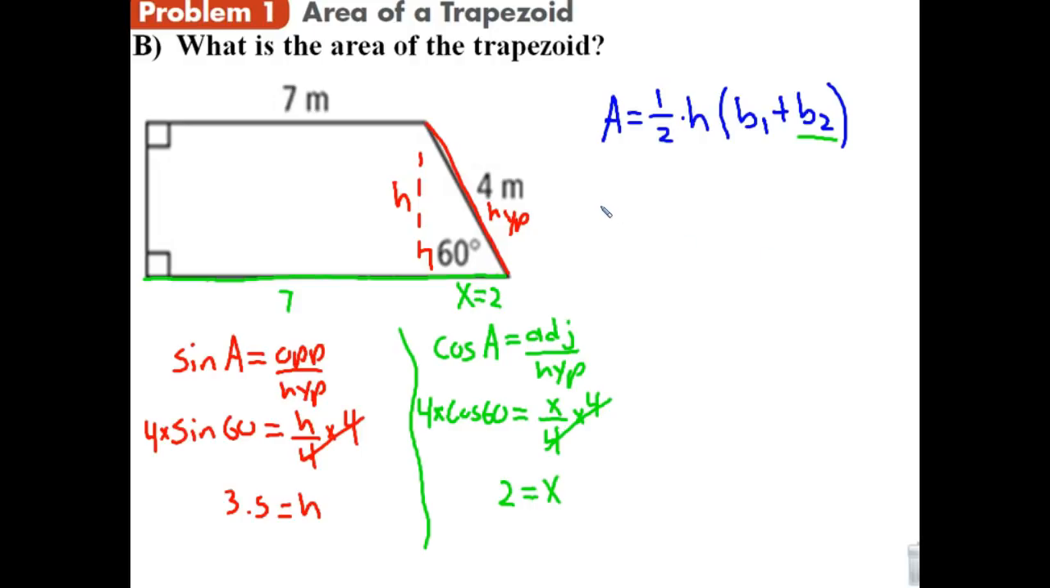All right, we've got all our missing pieces solved for now. We can say area is equal to 1/2 times the height, which we just found, which was the 3.5, times base 1, which is the 7 we were given, plus base 2, which is 7 plus 2 for this entire distance down here, so 9. Plug all that in, and we end up with 28. We could say meters squared.